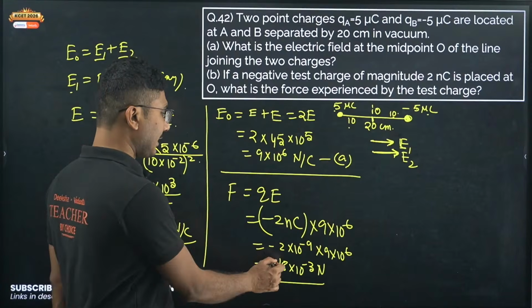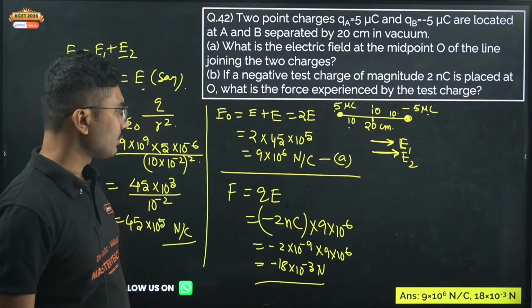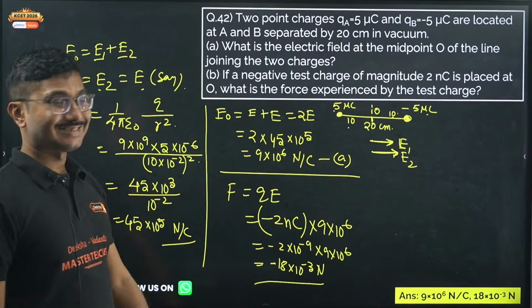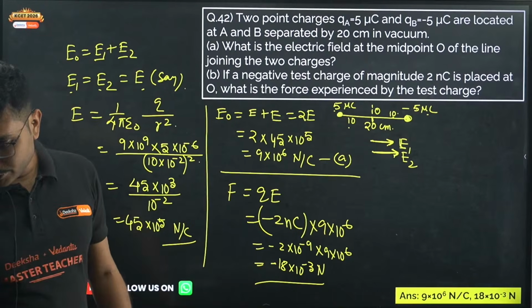The negative sign indicates the force is in the opposite direction of the applied electric field. So 9 into 10 to the power of 6 Newton per Coulomb, 18 into 10 to the power of minus 3 Newton, and the negative sign indicates the force is along the opposite direction.